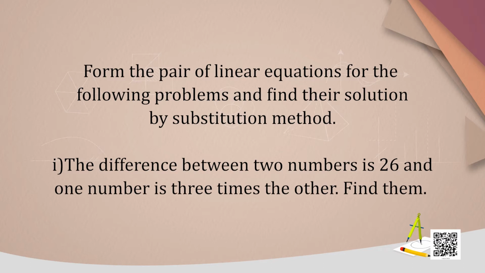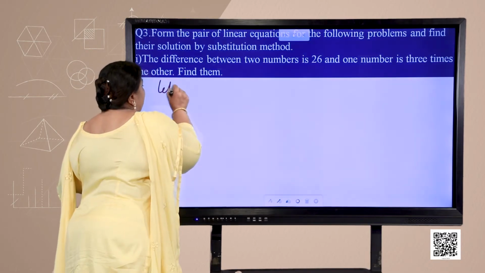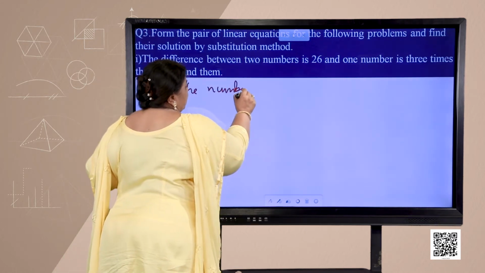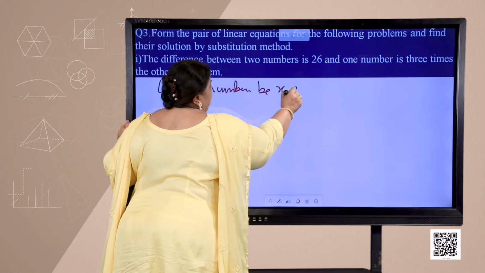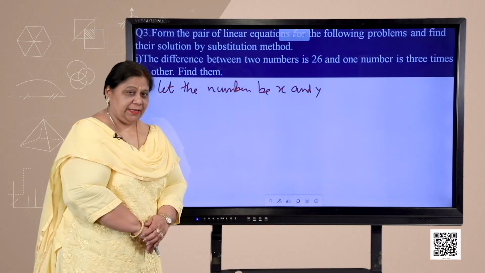problems and find their solutions by substitution method. Here the word problem says the difference between two numbers is 26 and one number is 3 times the other. Find them. So, let the numbers be x and y. Here we have two numbers as x and y.